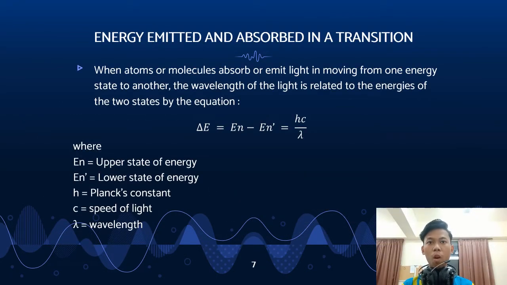As an atom or molecule transitions from one energy state to another, they absorb or emit light. The wavelength of the light is related to the energy of the two states by the equation delta E equals hc divided by lambda, which is Planck constant times speed of light divided by the wavelength.